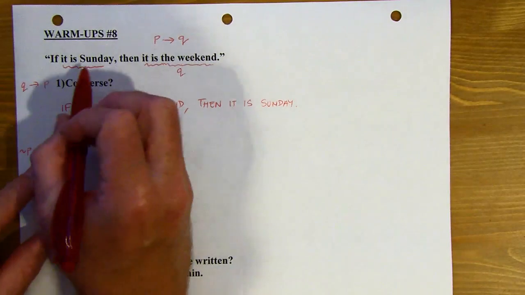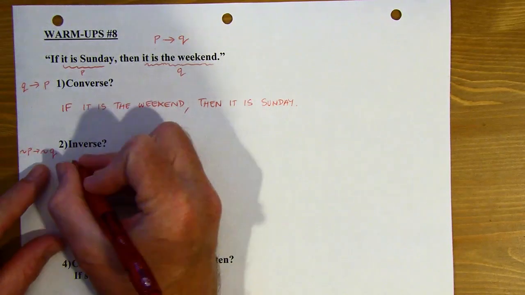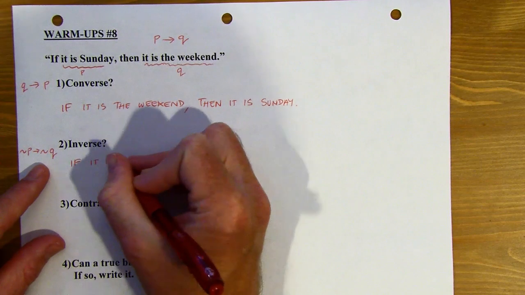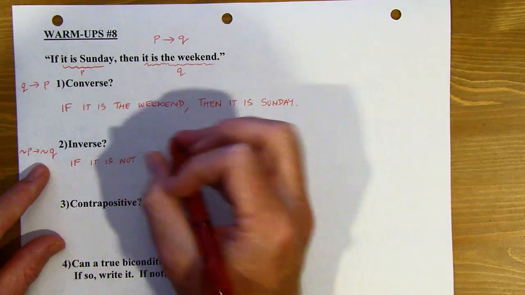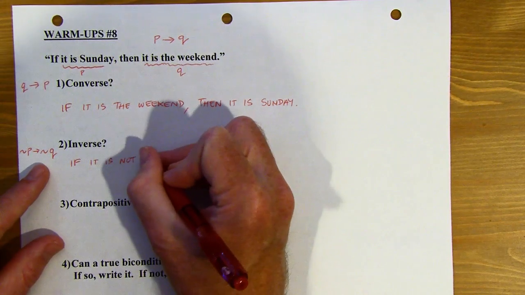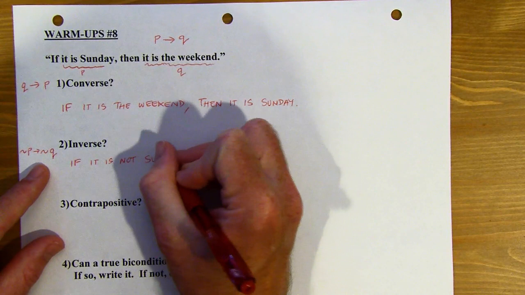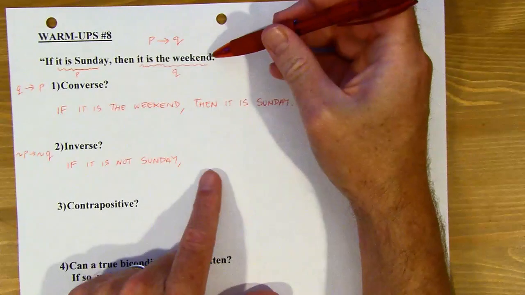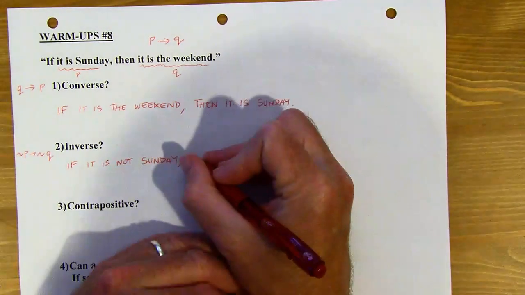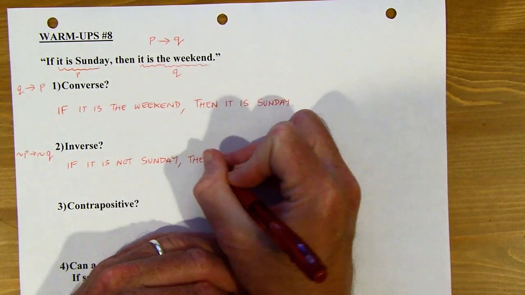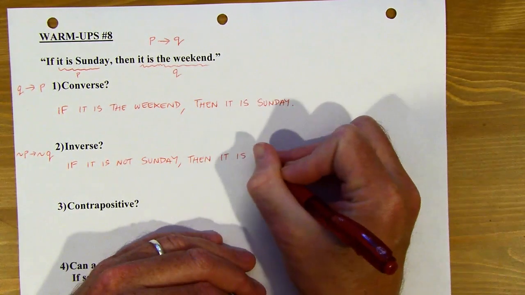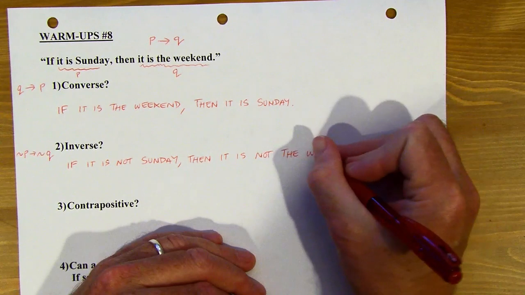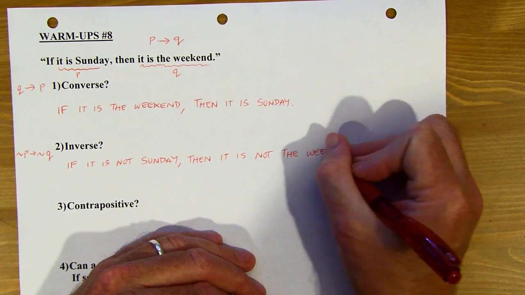Anyways, let's negate this first part. So I'm going to say, if it is not Sunday. Doesn't matter if your wording is a little different. If you said, if it isn't Sunday or something like that, that's fine as long as we get the basic idea. And then it isn't the weekend. Then it is not the weekend. Something like that. Again, I'm not worrying about the truth values here. I'm just writing the inverse.